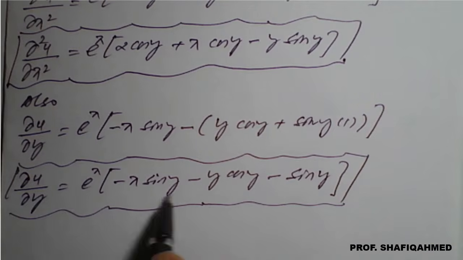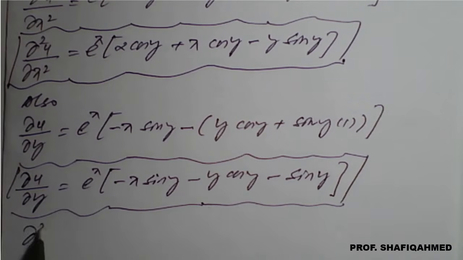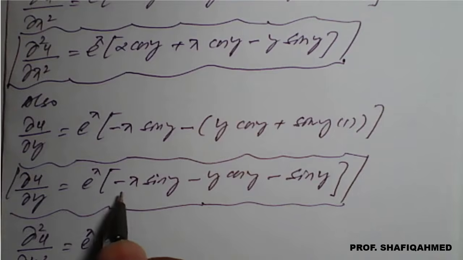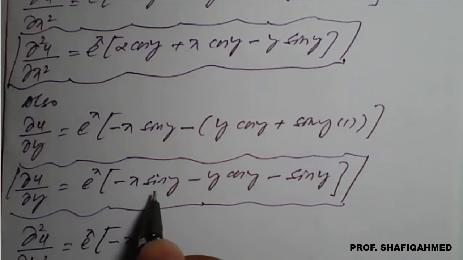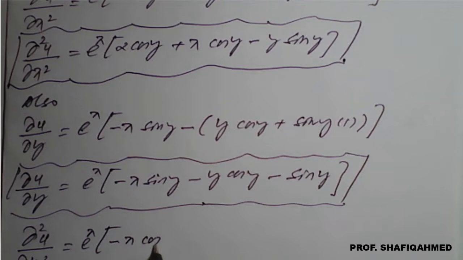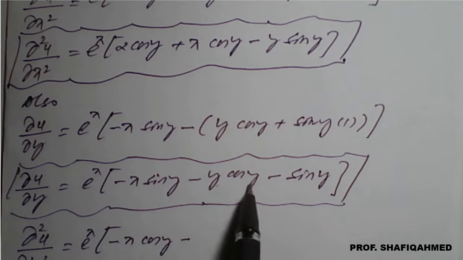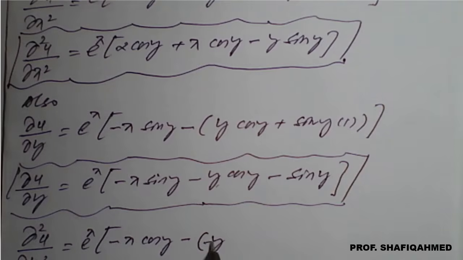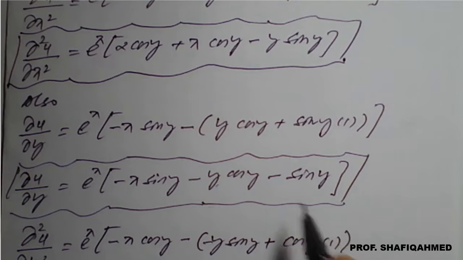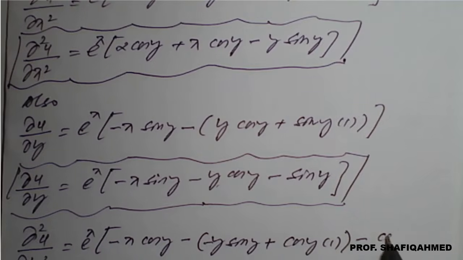Once again we have to differentiate this with respect to y, so ∂²u/∂y² is equal to, again e^x is a constant, keep as it is, so minus x is a constant, so the partial derivative of sin y is cos y, minus, again we need to go for the product formula, put a bracket, keep y as it is, the partial derivative of cos y is minus sin y, plus, keep cos y as it is, the partial derivative of y with respect to y is 1, again minus, the partial derivative of sin y is cos y.